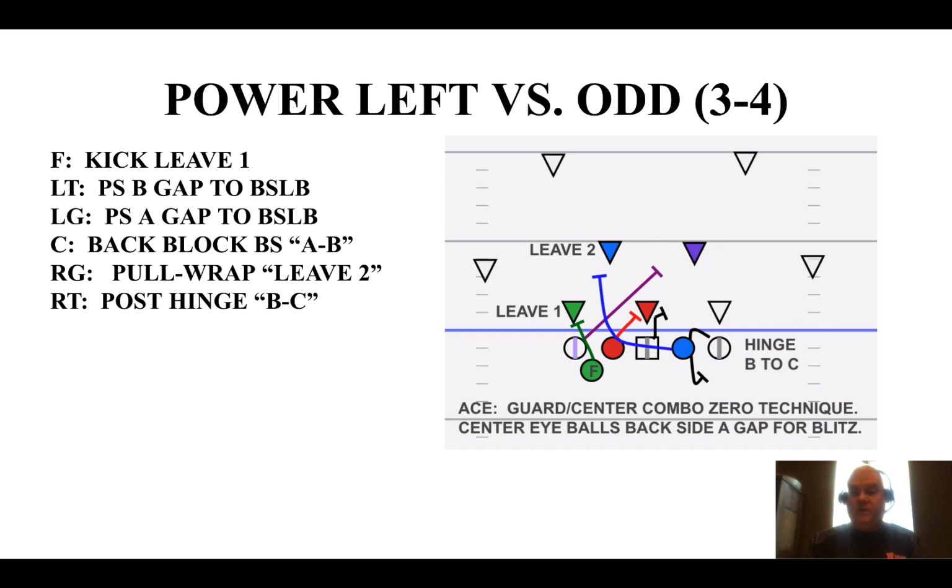If we're having trouble with it, and the four technique is backdooring the pulling guard, basically getting in his hip pocket and penetrating and hitting the running back in the backfield, then we may have to adjust and just go gap over there with them. And the center would then have to take the AB. And we would not even try to ace it at all. The backside guard, which is the right guard in this case, will go to the leave two backer in the box. And that's power left, odd front.